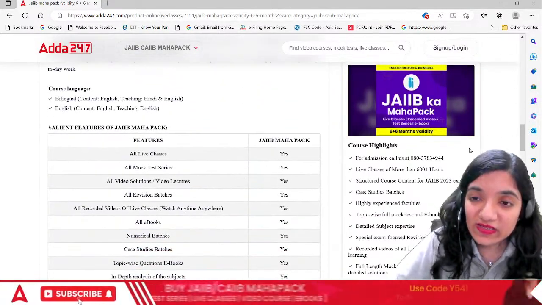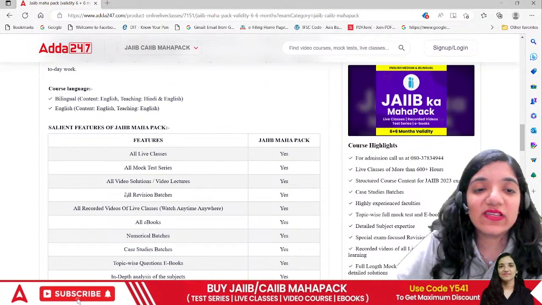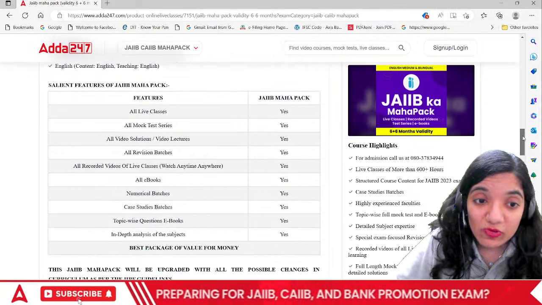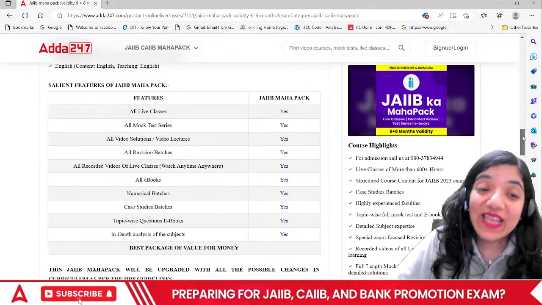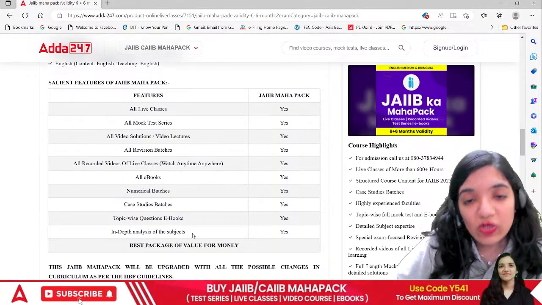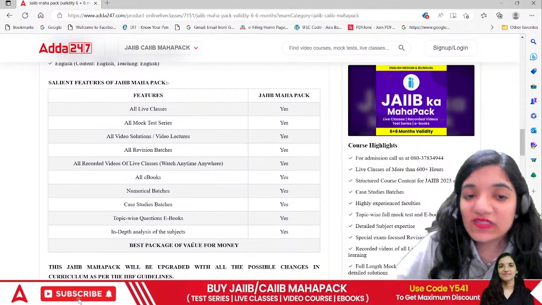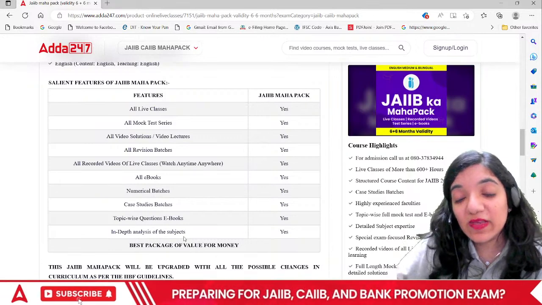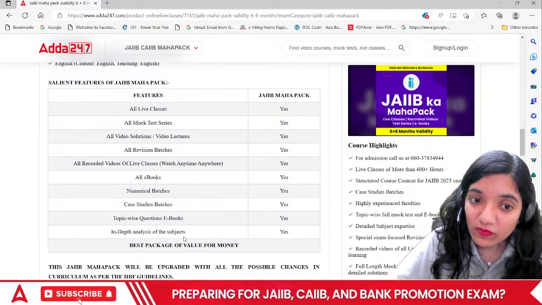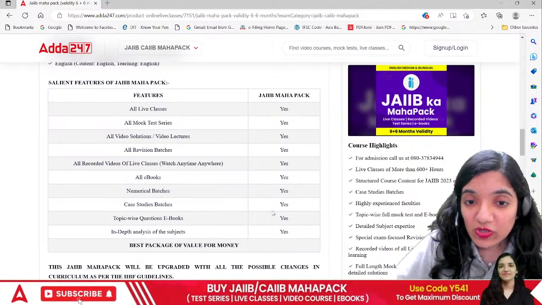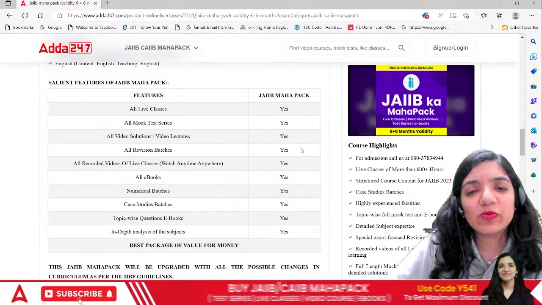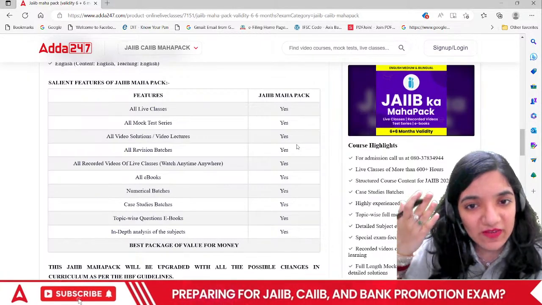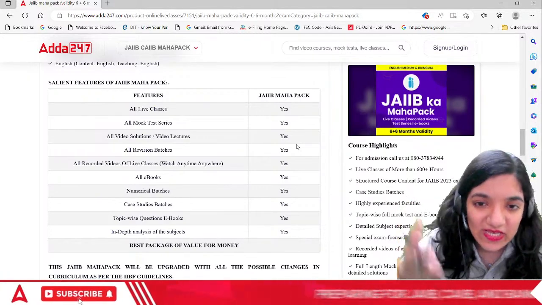So all these things are there. First of all, it is all live classes, mock test series, video solutions, revision batches, everything is a part of it. The ebooks are available, numerical batches, case studies, topic wise ebooks, all these things are available. So this is the best package for value of money, as you get the entire JIB with additional resources. If you buy this pack, you don't have to look forward to anything else, because everything that you need for this examination is a part of this.